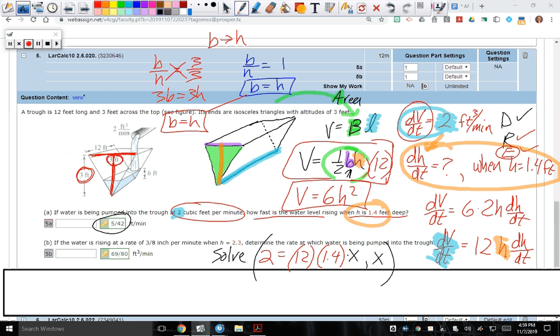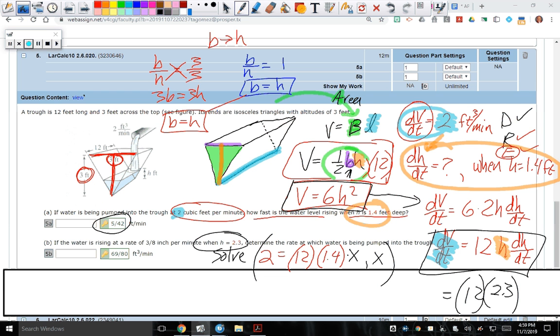Okay. Part B is a little bit different. Still with the same equation though. The same equation as far as right here deriving to this 12H dH/dt. So they're telling us that when H is 2.3, so we put 2.3 for H, we still have this 12. They're wanting to find out what is the rate at which the water is being pumped into it. So they're trying to find what is dV/dt this time, because they're telling us dH/dt right here. dH/dt is rising at 3/8 inches per minute.